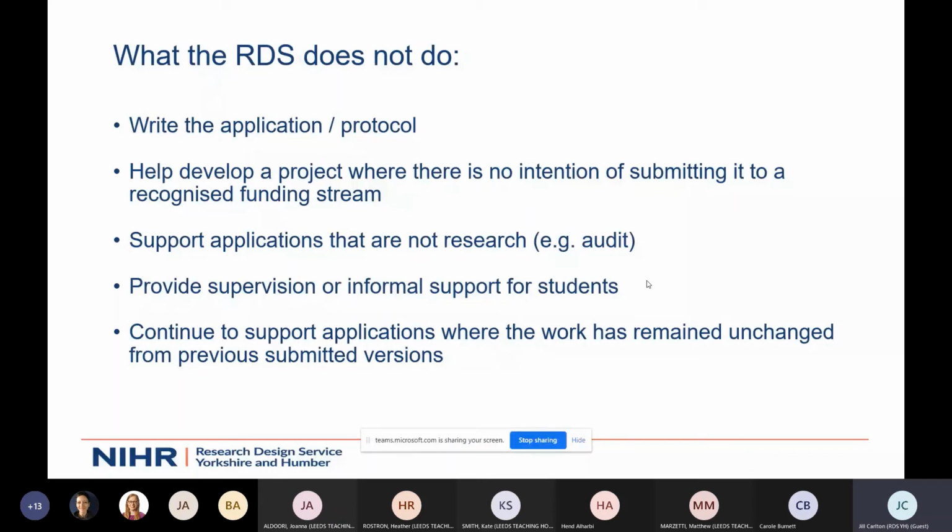We don't provide supervision, so we would take our RDS hat off for that if that was the case, and if you wanted to consider somebody for PhD supervision, that's a different role entirely. And we don't keep saying the same thing to you over and over again. We can give advice and work with you, and if you go away and then come back and nothing's changed, there's only so many times that we can see things, so we don't keep going over the same thing.